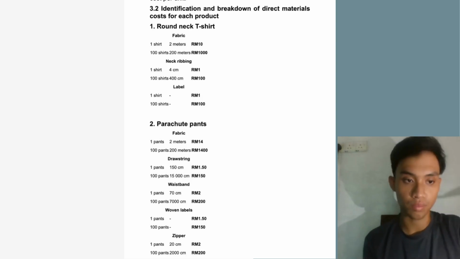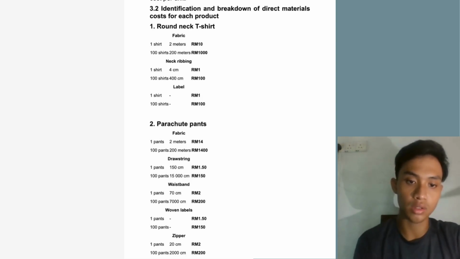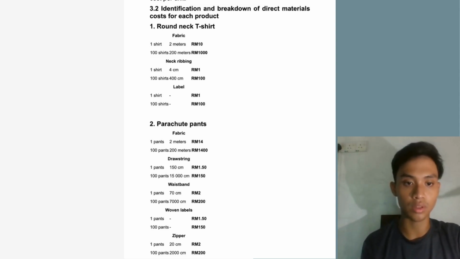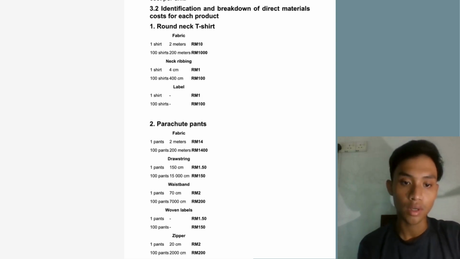The second product is parachute pants. So first of all, fabric: one pair of pants uses 2 meters and the cost is 14 ringgit. So for 100 pants we use 200 meters and the total is 1.4k. Then drawstring: one pair of pants uses 150 cm.